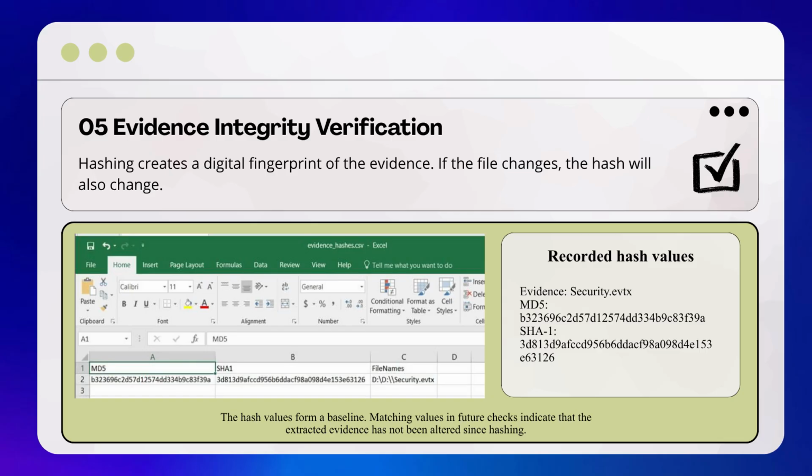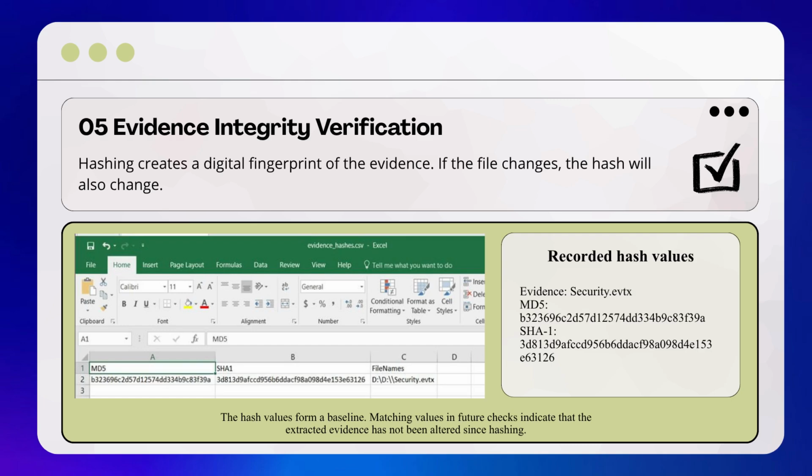In digital forensics, hashing is very important because it creates a digital fingerprint of a file. If the file is changed, even slightly, the hash value will also change. In our investigation, the extracted evidence file was security.evtx. The recorded MD5 hash value was B32369 and so on, and the recorded SHA-1 hash value started with 3D813 and so on. These hash values provide a baseline for verifying that the evidence remains unchanged after extraction.